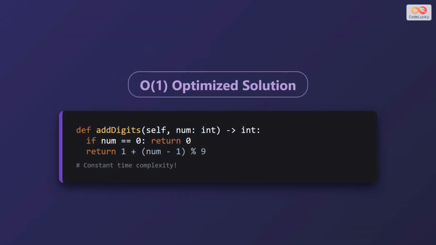Here is the optimized solution. If the number is 0, we return 0. Otherwise, we simply apply the formula we just derived. This reduces our entire function to a single line of code with constant time complexity.